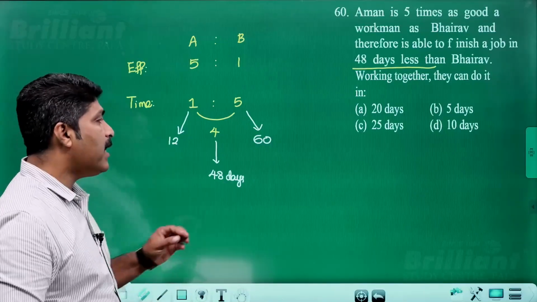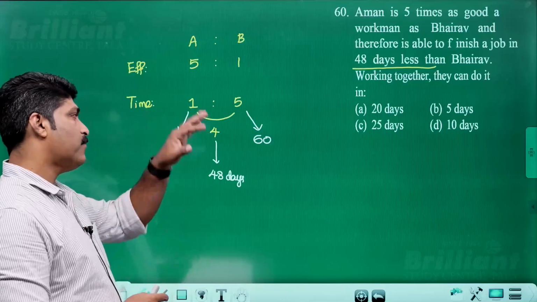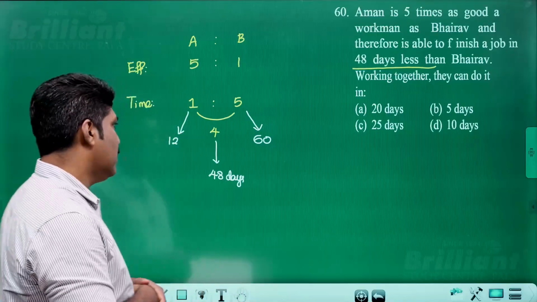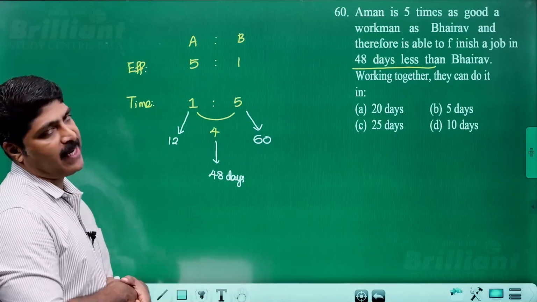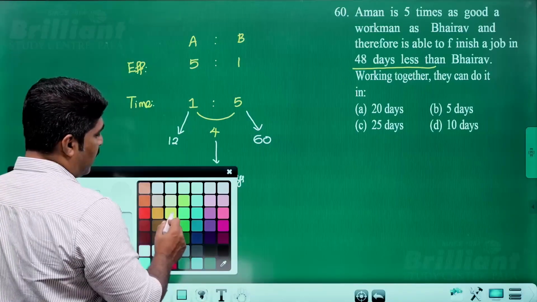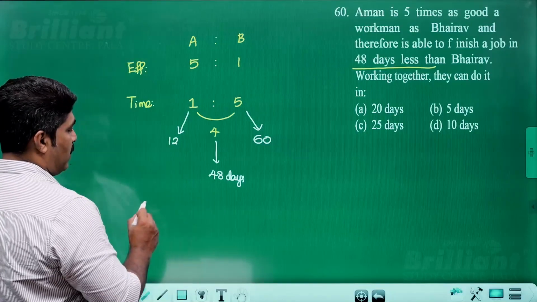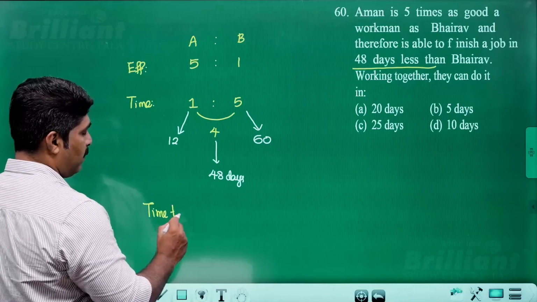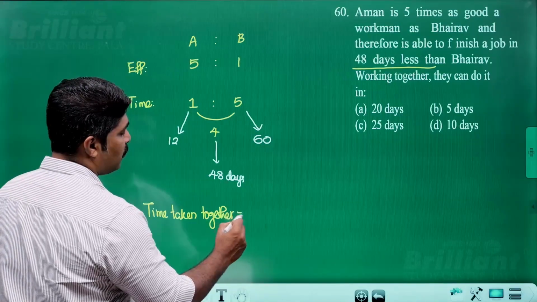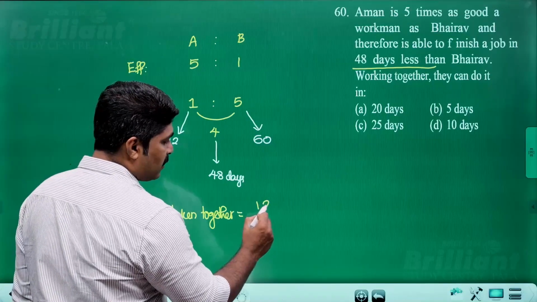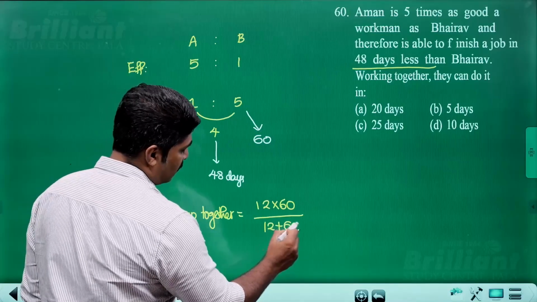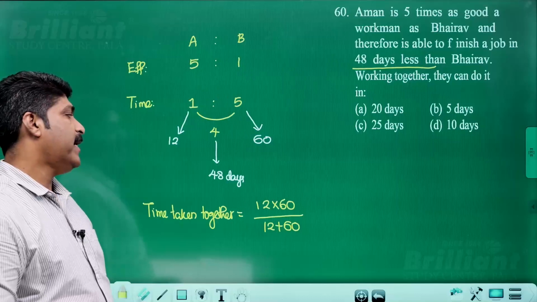So that means Aman alone can complete this work in 12 days, and Bhairav alone can complete it in 60 days. Then in how many days can they together complete it? So that's the concept here. Therefore, the time taken by Aman and Bhairav together is a direct result: XY by X plus Y.